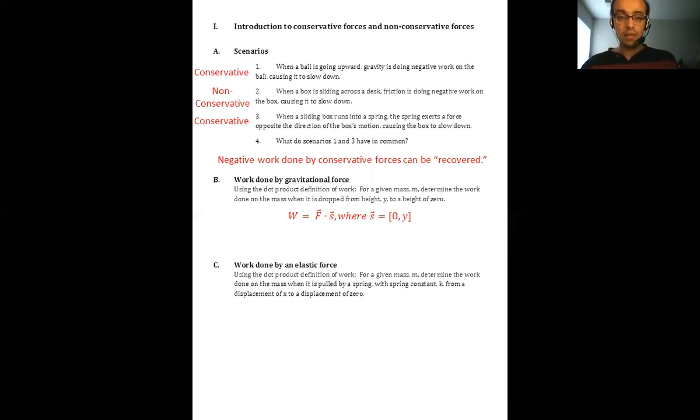If we're taking a look at the work done by a gravitational force, and if we're using the dot product definition of work, where work is equal to the vector F dotted with the vector S, and S in this case is displacement in only the y direction, and if we say that the force is 0 in x and mg in y, and that makes sense if we're looking at just throwing a ball straight up, we find that the work is equal to mgy, which you may recall was the potential energy of gravity way back in part 2 of this video series.